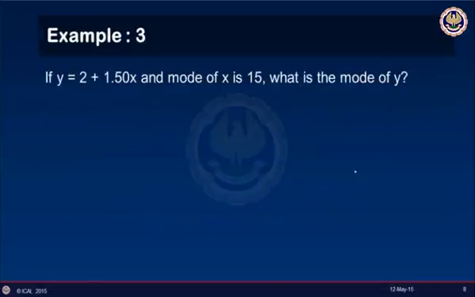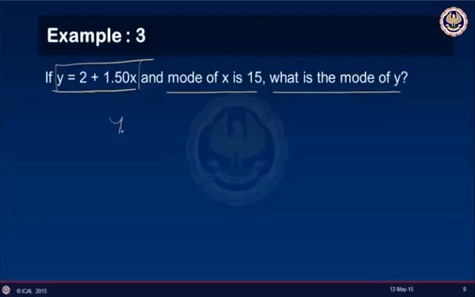Now coming to the example related to mode: if y equals 2 plus 1.50x and the mode of x is 15, what is the mode of y? This property comes under mode also. Here we have to find the mode of y, which equals 2 plus 1.50 times the mode of x. The mode of x is given as 15.